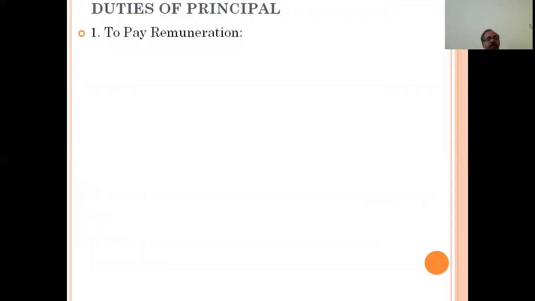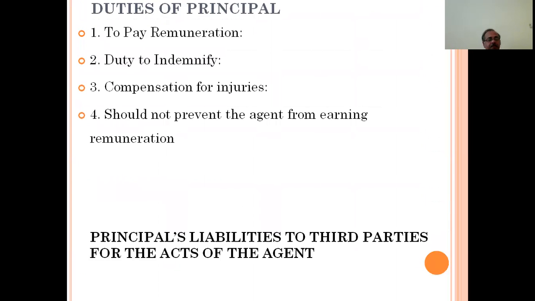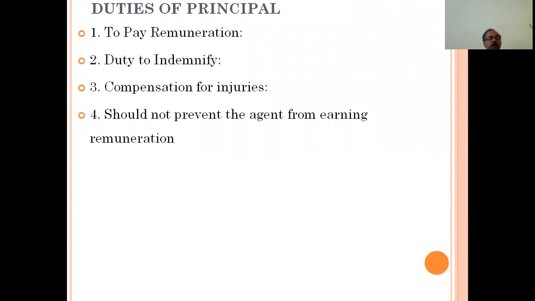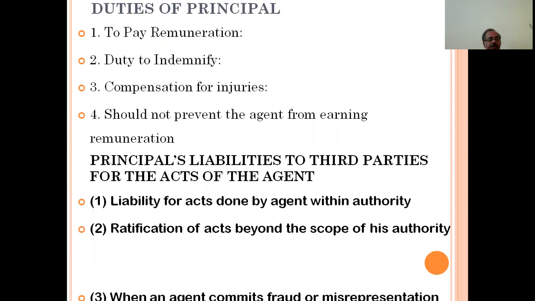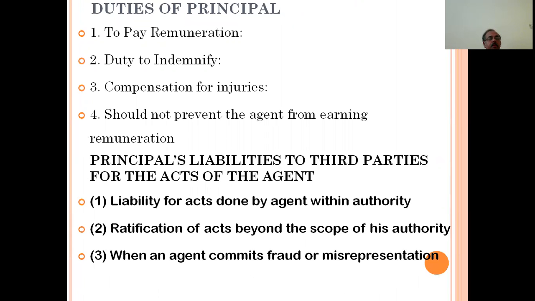Next one, we will discuss what are the duties of the principal. So these are the duties of the principal. First one is to pay remuneration. It's a responsibility, it's a duty of the principal to pay remuneration to the agent. Second one is duty to indemnify. If there is any loss suffered by the agent, it is the duty of the principal to indemnify or compensate.